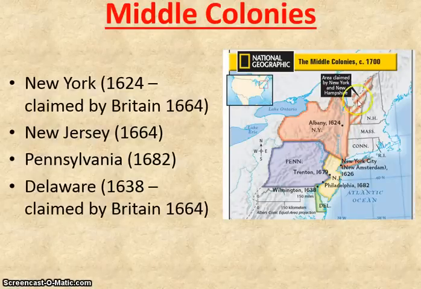Our next region is the Middle Colonies, and we call them that because, well, they're sitting in the middle. Here we have New York, which was actually claimed by Britain in 1664, but founded earlier, New Jersey, Pennsylvania, and Delaware, which is another one claimed by Britain.